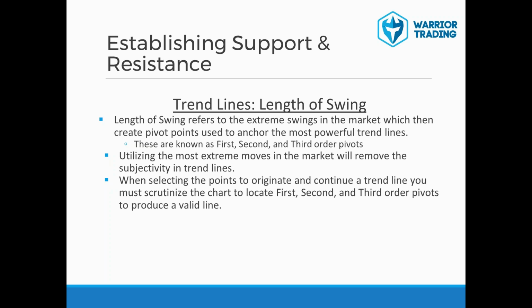All right, so again, utilizing the most extreme moves in the market will remove the subjectivity in your lines, just like we just talked about. You really can't have too much subjectivity if you're using those extreme points, because those are the points to use when establishing your lines. There are no other options to choose from. So when selecting the points to originate and continue a trend line, you must scrutinize the chart to locate first, second, and third order pivots to produce a valid trend line.